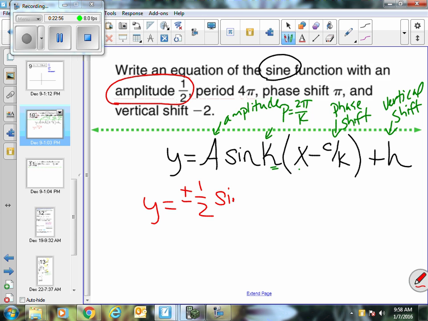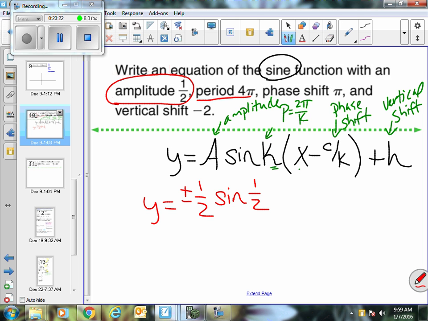Sine, because it's a sine graph, let's figure out our k value. The period is 4 pi, so think about that. Normally, it takes 2 pi to go through a complete graph. Now it's 4 pi. That's twice as long. So how much of the graph would you see if you only graph 2 pi? Well, if it takes 4 pi to do the whole thing, you're only going to see half. So k is going to be a half.